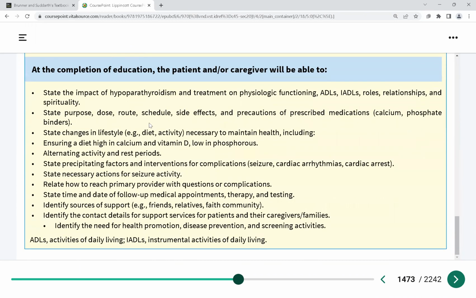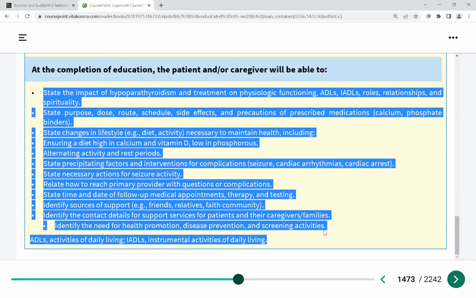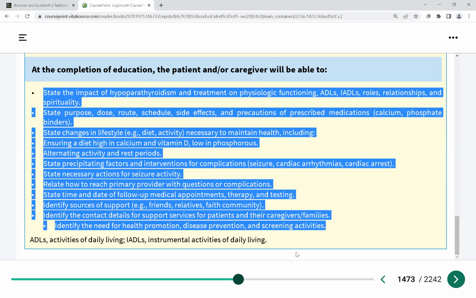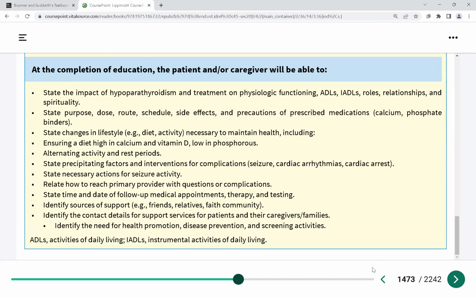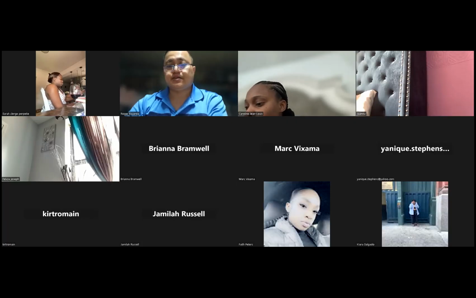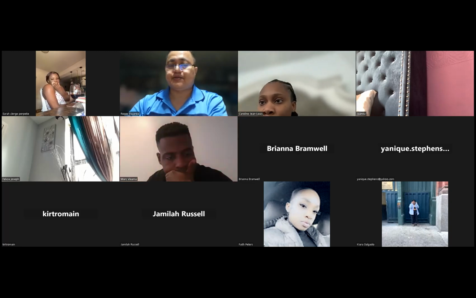That would be it. And here's your summary. Okay, please read on your own. Very good. Select all and apply question. Any questions on hypo and hyperparathyroidism?